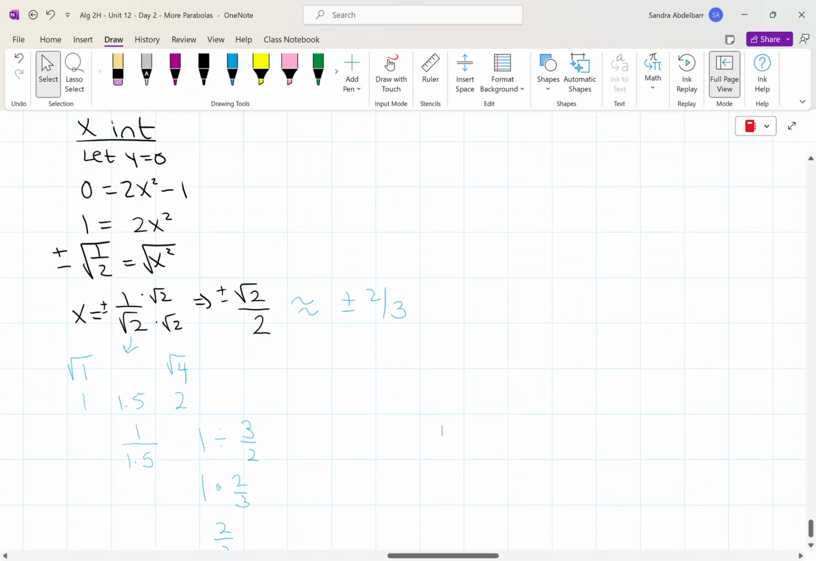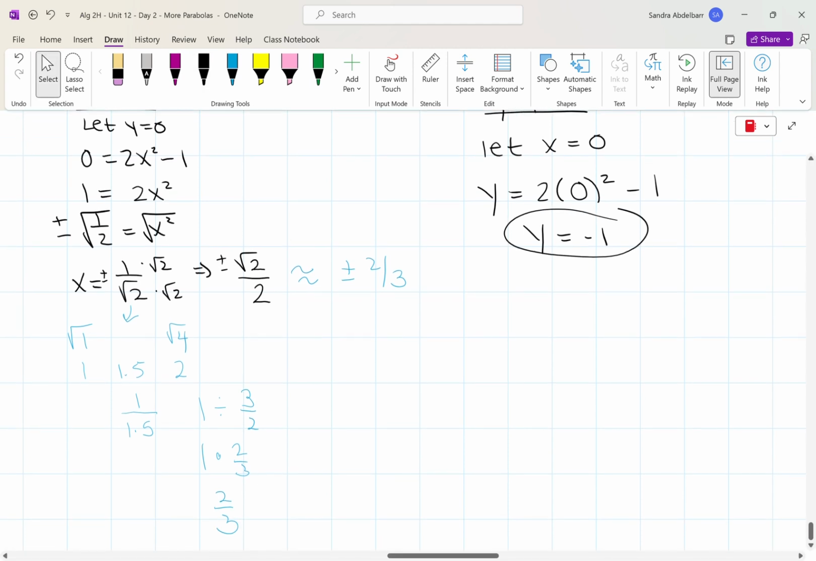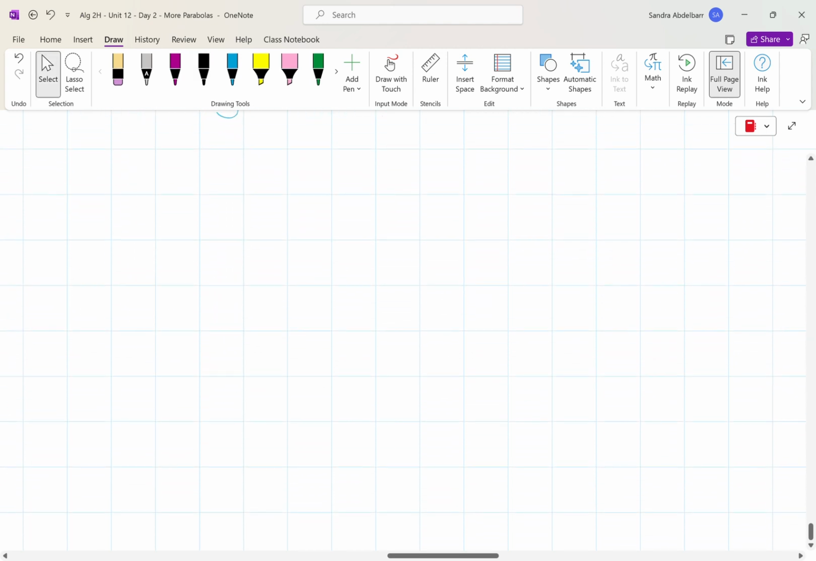All right, our y-intercept. We're going to let x equal 0. So we're back to y equals 2 times 0 squared minus 1. So y equals negative 1. All right, now we can sketch.